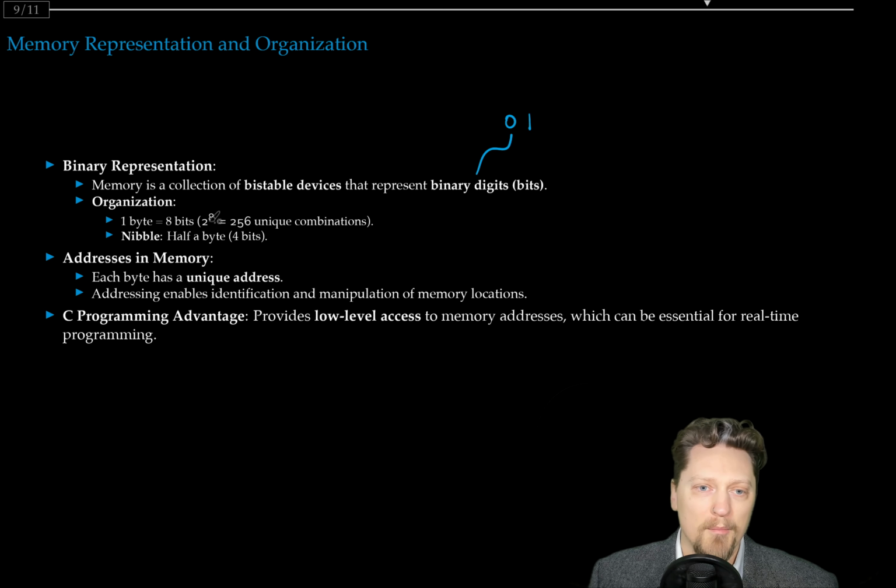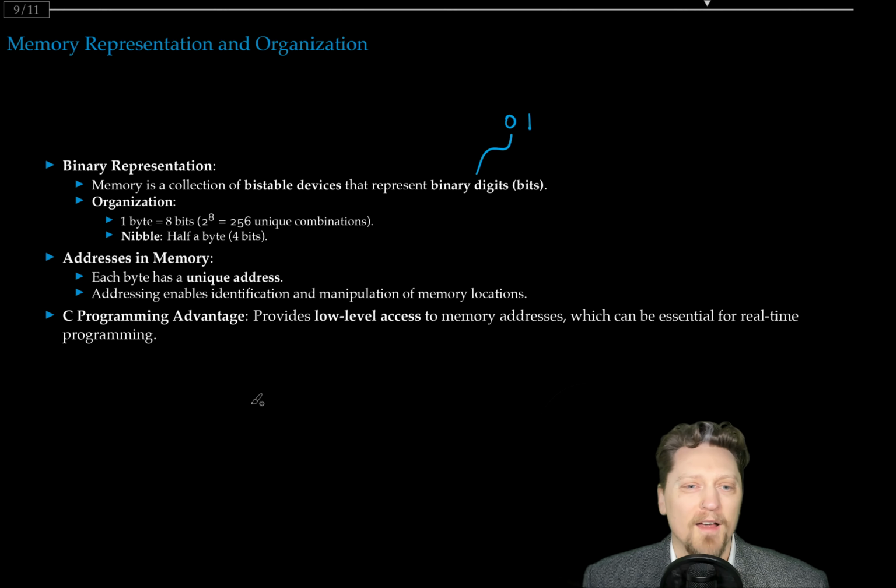Organization. 1 byte is equal to 8 bits. So there are 2 to the 8, 2 for each bit, to the 8 equals 256 unique combinations in a byte. A nibble is half a byte. So 4 bits in a nibble. And, it's cute, right? Because a byte, a nibble.